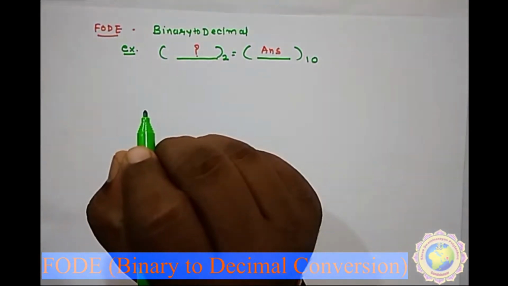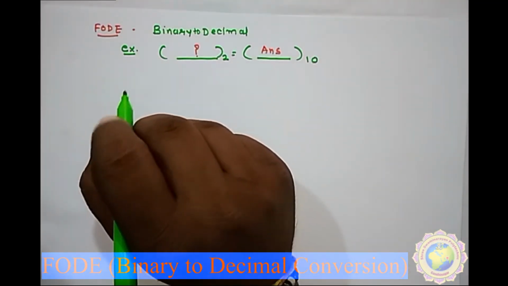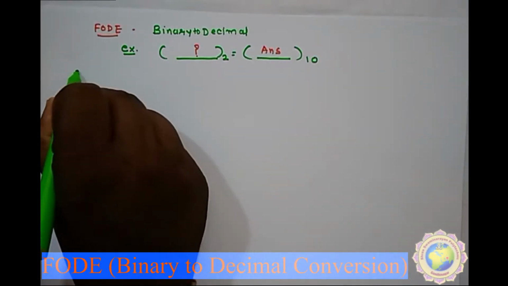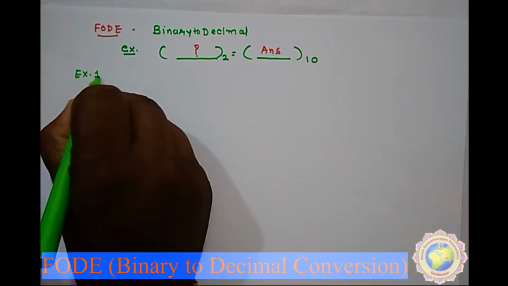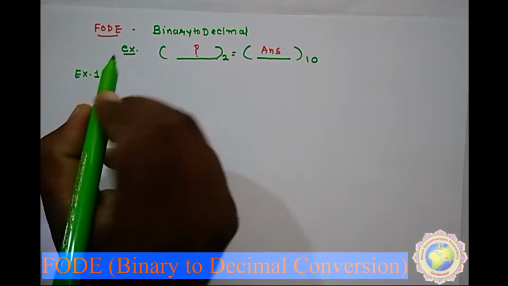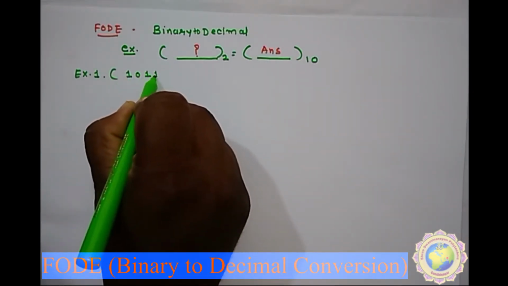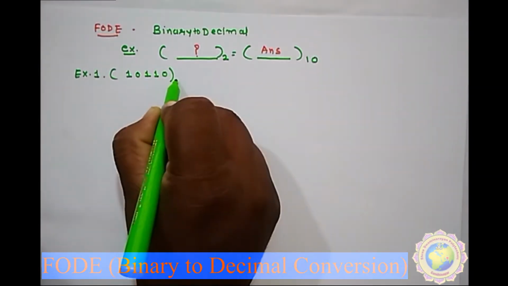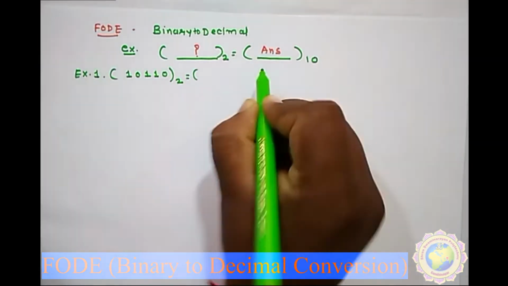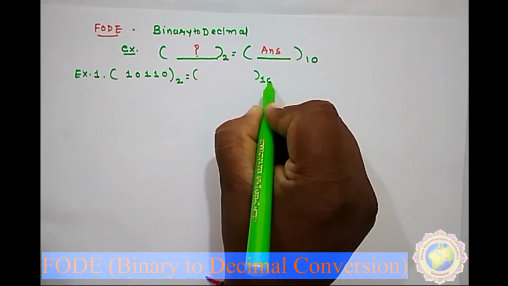So we will study this using one example. Example number 1: you are given a binary number, suppose 10110. This is your binary number and it is to be converted into decimal.